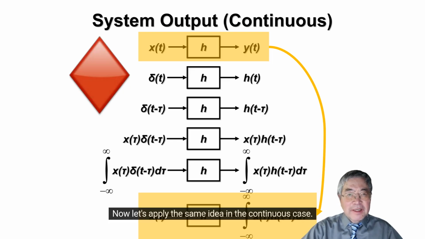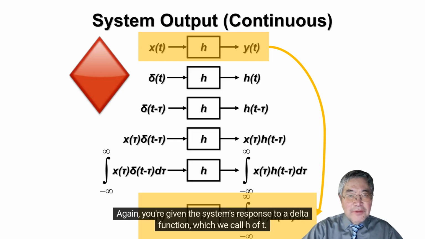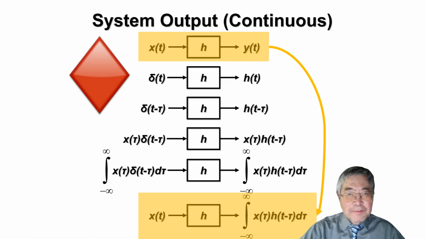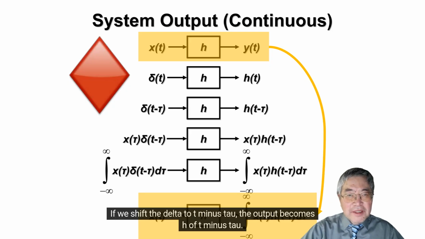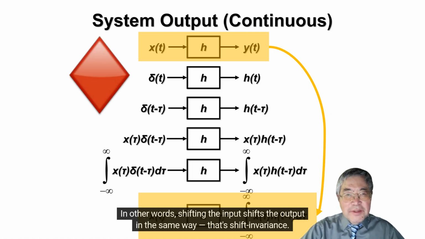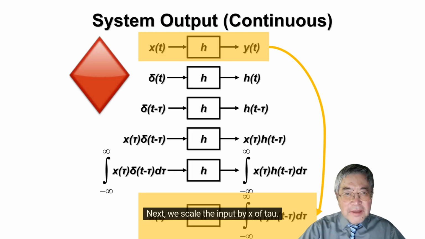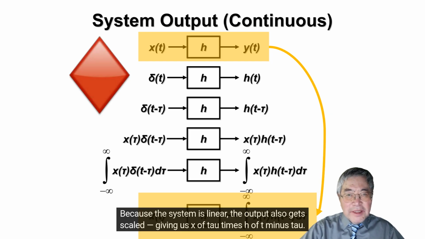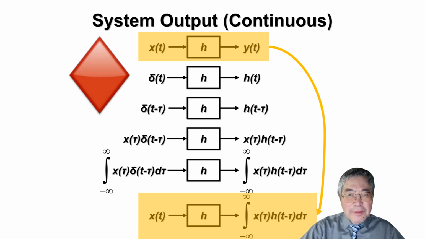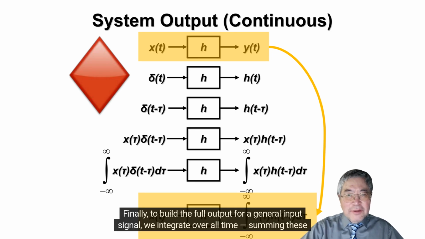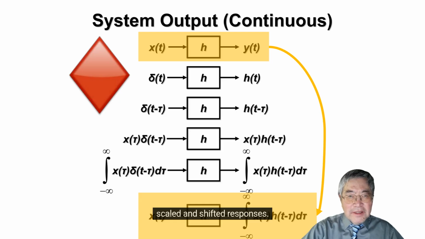Now let's apply the same idea in the continuous case. Again, you're given the system's response to a delta function, which we call h of t. If we shift the delta to t minus tau, the output becomes h of t minus tau. In other words, shifting the input shifts the output in the same way. That's shift invariance. Next, we scale the input by x of tau. Because the system is linear, the output also gets scaled, giving us x of tau times h of t minus tau. Finally, to build the full output for a general input signal, we integrate over all time, summing these scaled and shifted responses. This gives us the continuous time convolution integral.